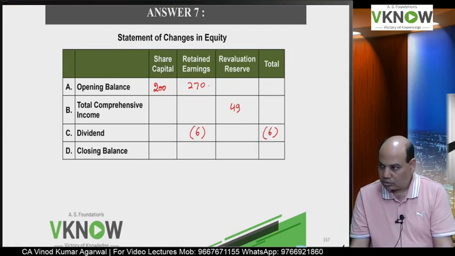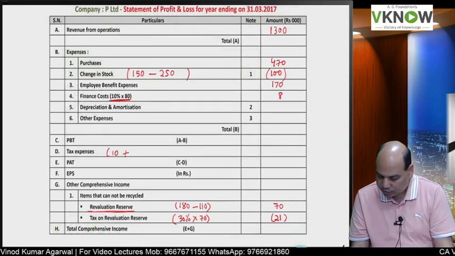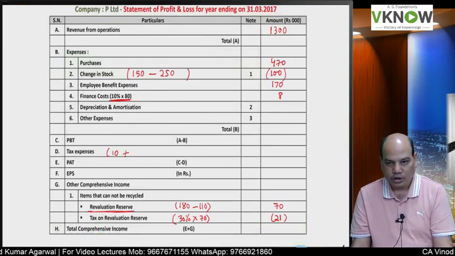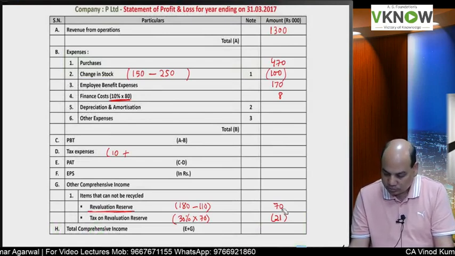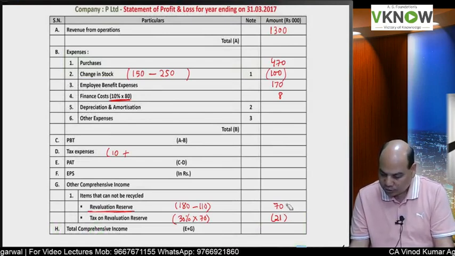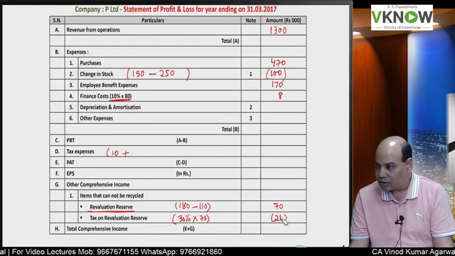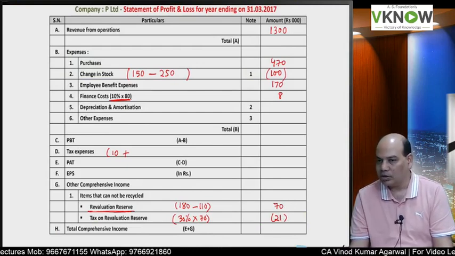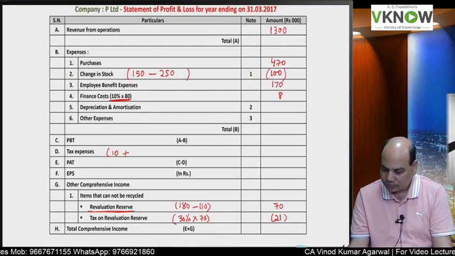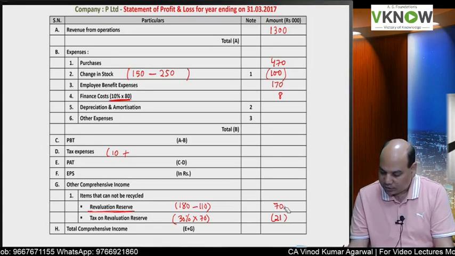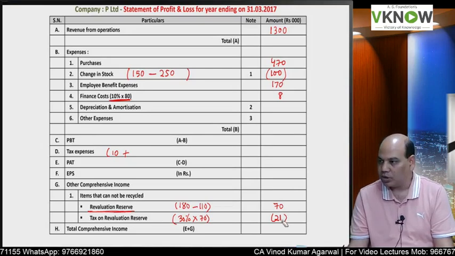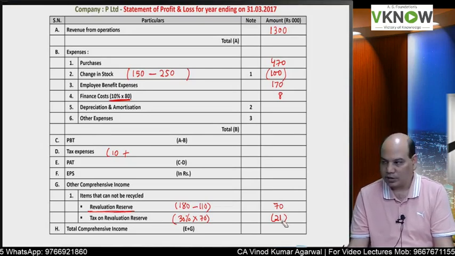OCI also we get 21 negative. OCI 21 negative, yes, that I have written. OCI 21 negative because revaluation reserve will increase your income, tax liability will reduce your income. Net increase in income will be 49, which we have written in SOCI. Okay, and the 70 separately you have to write in land and building, and 21 you have to write in balance sheet as a deferred tax liability.